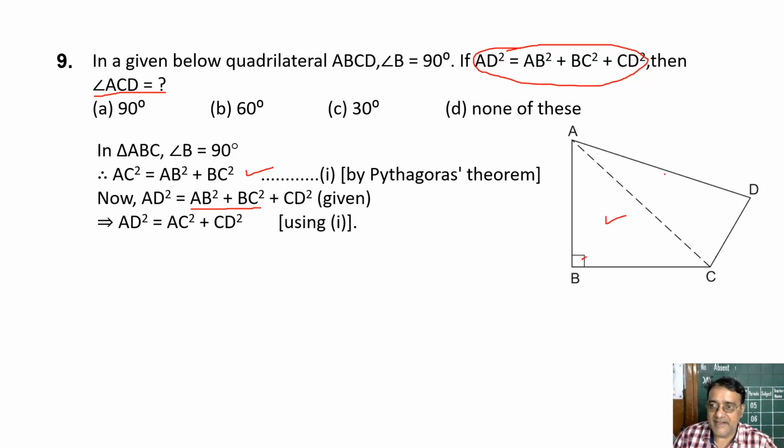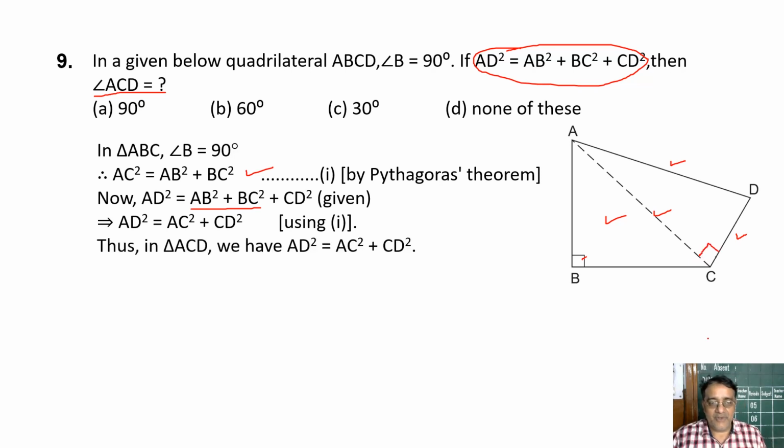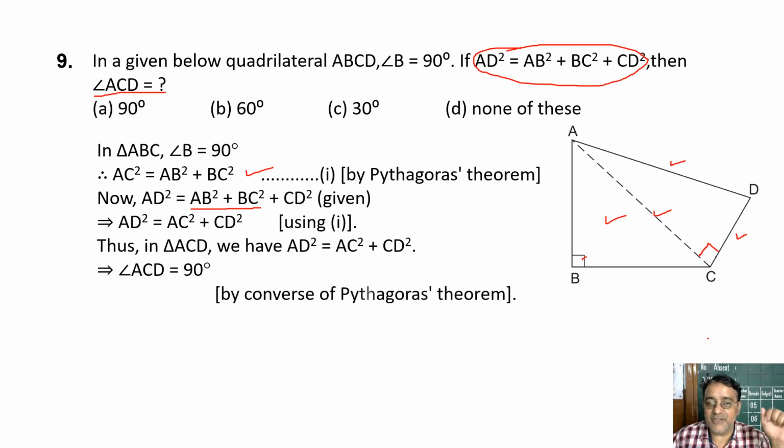Now see, AD square is here, AC square is here and CD square is here. That means AD square is equal to the sum of the squares of the other two sides. So this angle will be equal to 90 degrees, right? By the converse of Pythagoras theorem. So which option is the correct one? Option A. Option A, right.